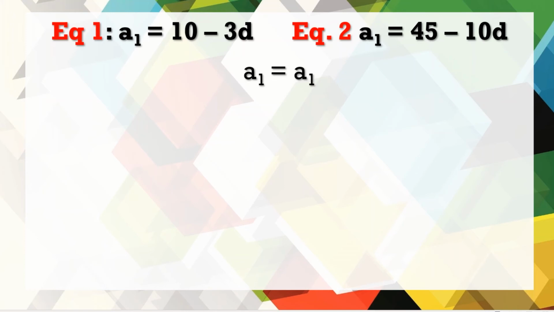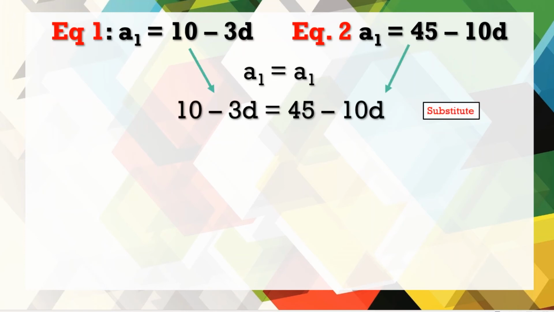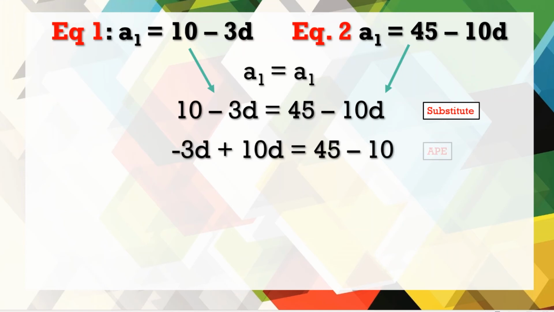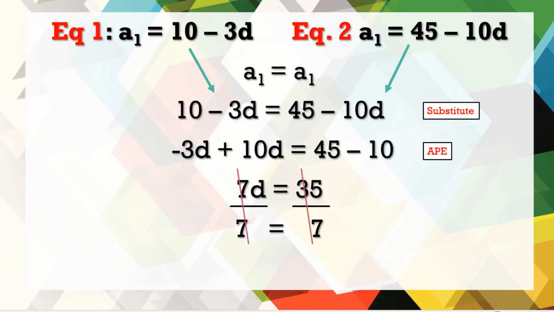Equating the two equations, we have a sub 1 equals a sub 1, and by substitution, we have 10 minus 3d equals 45 minus 10d. Applying the addition property of equality, we have negative 3d plus 10d equals 45 minus 10. Simplifying it, we have 7d equals 35. To get the value of d, we divide both sides by 7, so we have 5. Thus, the common difference is equal to 5.